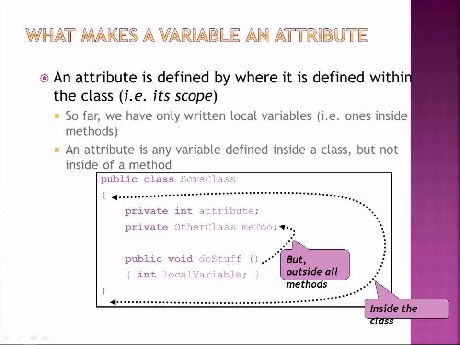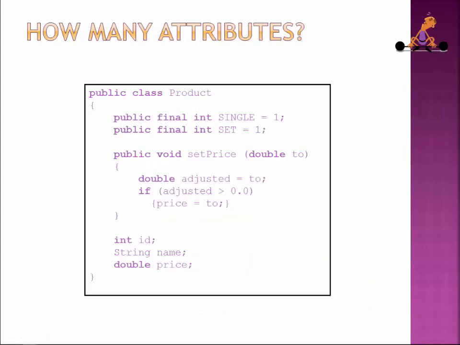Again, the name of the attribute should describe the real world thing that's being put out as part of the class. So how many attributes can a class have? Well, it can have any number of attributes. Here's a little test for you. How many attributes do you see in this class?